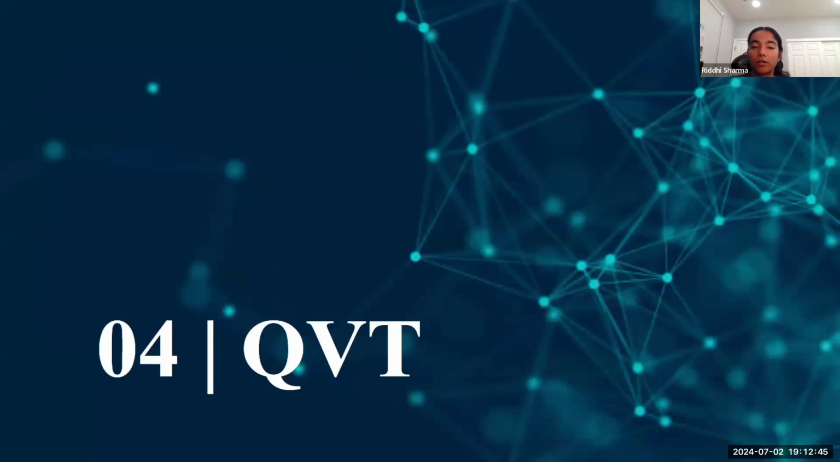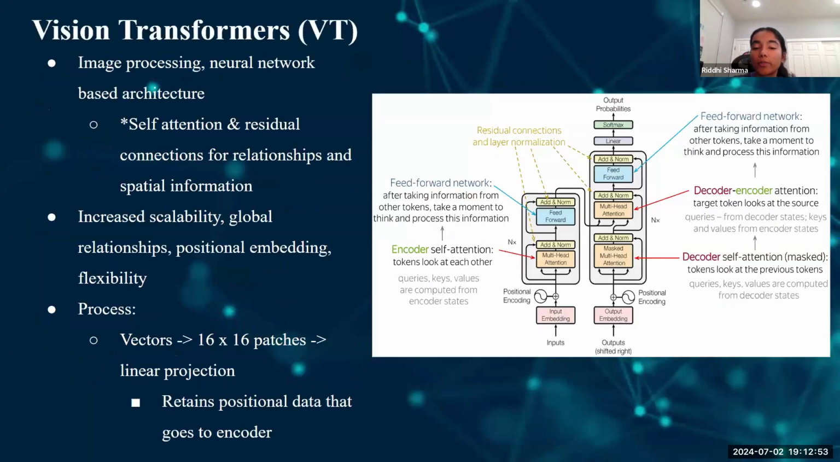So the last part of our model is the quantum vision transformers. Right now, we're working on training and testing. Before we delve into the QVT, let's analyze the classical model. Vision transformers, or VTs, are an image processing neural network-based architecture that has recently grown quickly by combining powerful techniques such as self-attention, allowing each element to make relationships with other elements through the comparison of significances for spatial information.